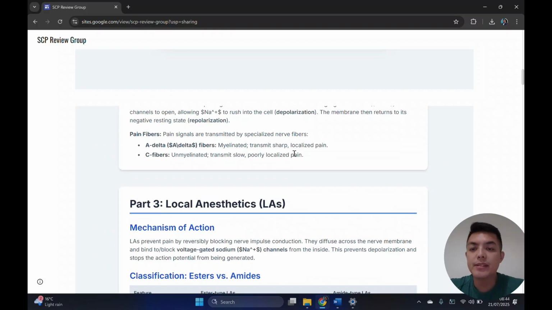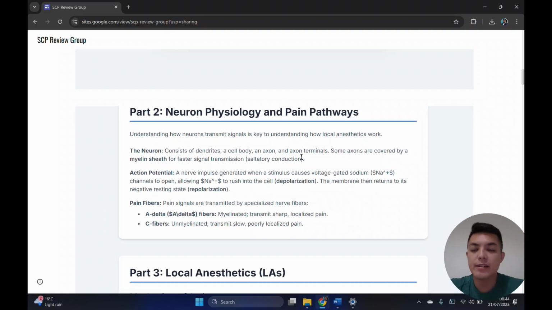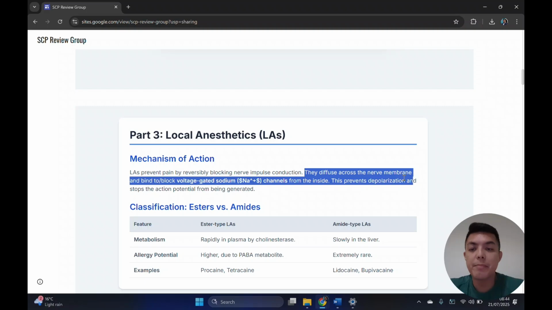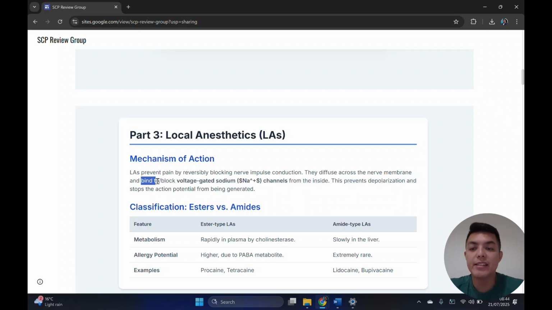So I hope that's clear. And the next one is local anesthetics. So what's its mechanism of action? Local anesthetics, or LAs, prevent pain by reversibly blocking nerve impulse conduction. They diffuse across the nerve membrane and bind to block voltage-gated sodium channels from the inside.